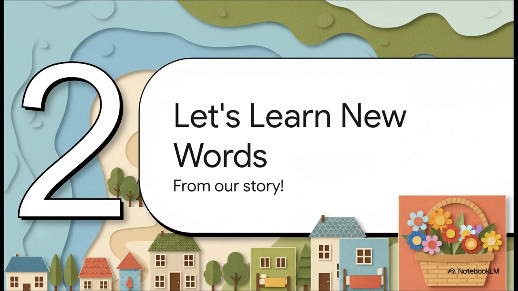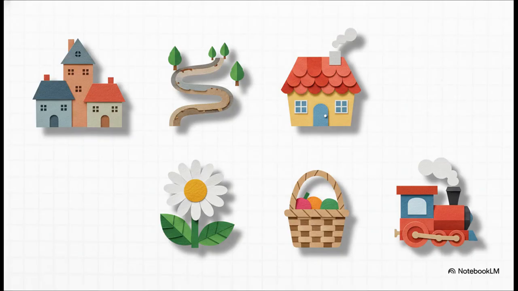You know, every good story teaches us some new words. So let's check out the new words from our little journey. Okay, let's say these new words together. I'll say it first, and then you say it right after me. Ready? The first word is town. Good job. Next is street. Very good. Then we have house. Perfect. And flower. Excellent. And the last one is basket. Wonderful. You are all such smart cookies.